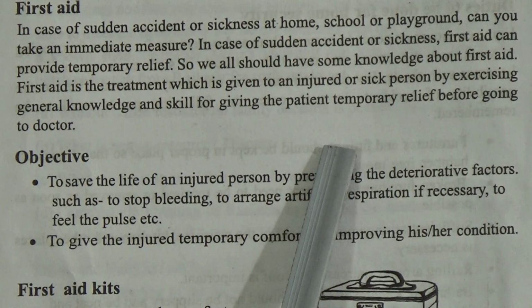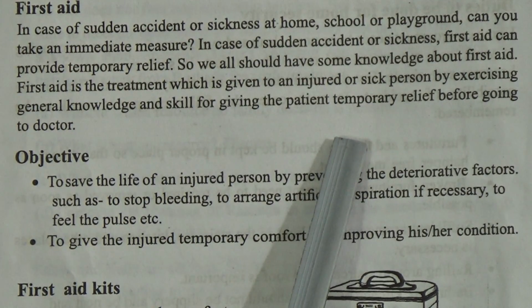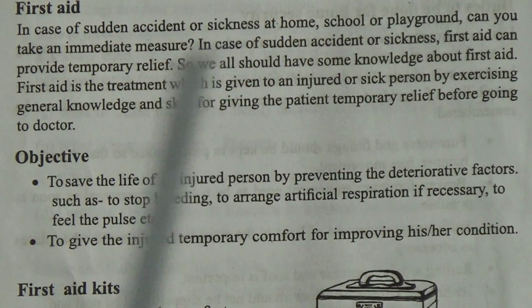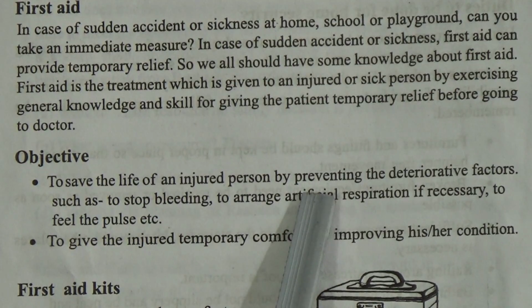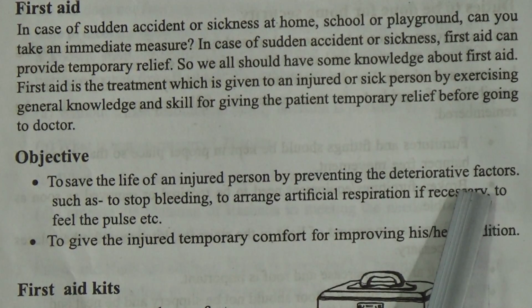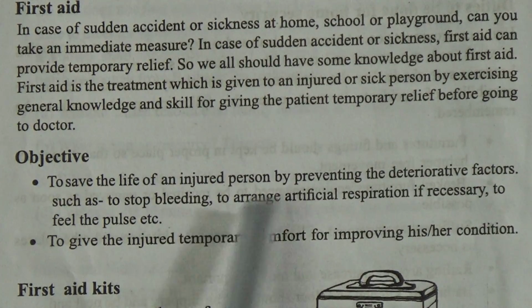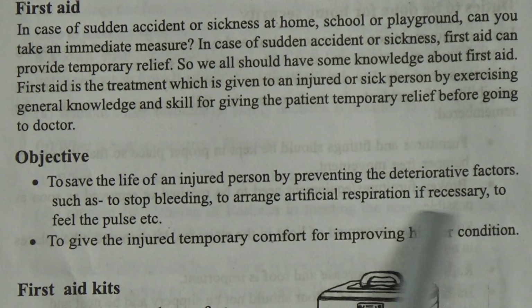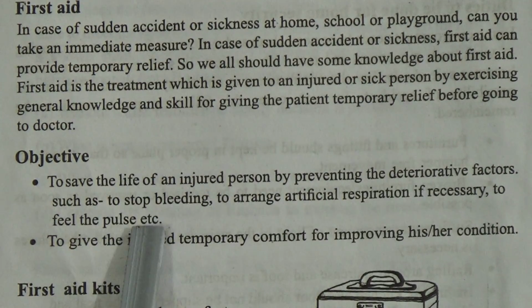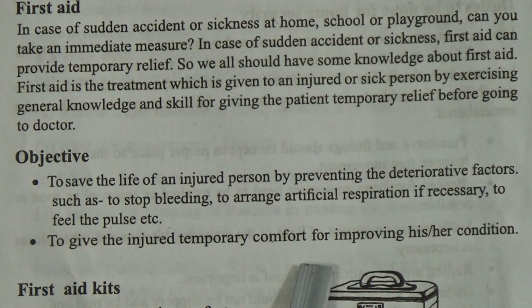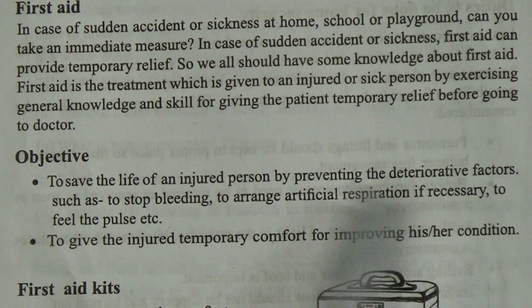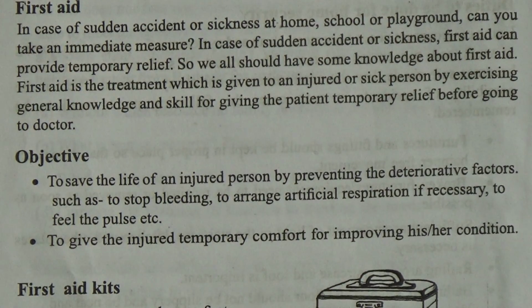So if you have primary knowledge of first aid, it can primarily give treatment for a patient. Now here are the objectives: to save the life of an injured person by preventing the deteriorative factors, such as to stop bleeding, to arrange artificial respiration if necessary, to feel the pulse, etc. The second one is to give the injured temporary comfort for improving his or her condition. So these are the objectives of first aid.